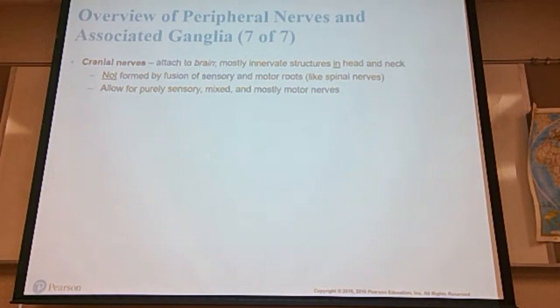Cranial nerves attach to the brain. They mostly innervate structures in the head and neck. They are not formed by the fusion of sensory and motor nerves like the spinal nerves. Cranial nerves are either going to be sensory, mixed, or motor.